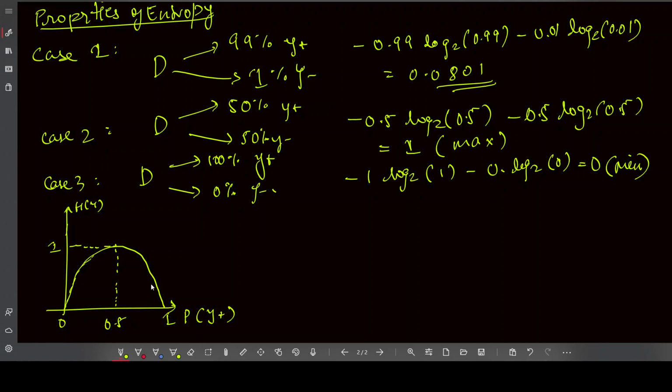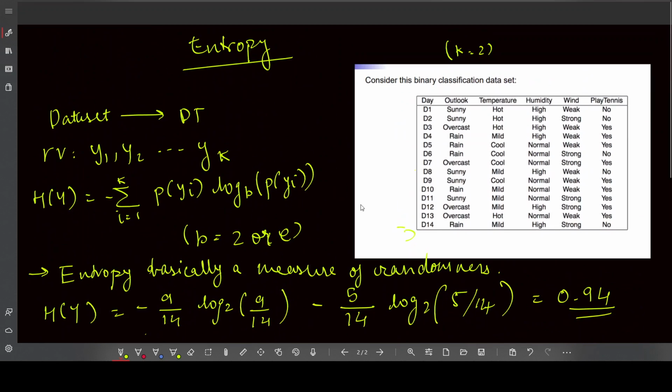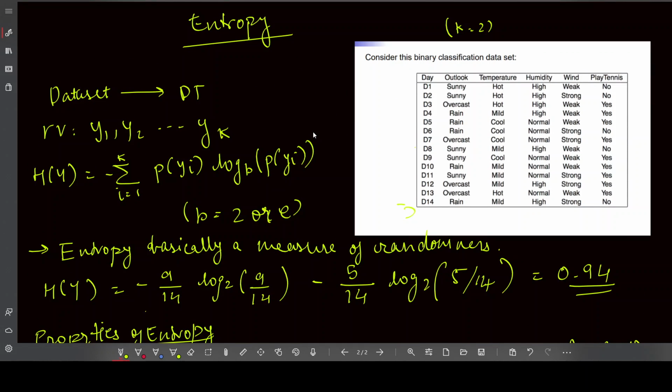So just to sum it up, if classes are equiprobable, then the entropy is maximal. Otherwise, if they're highly skewed towards one class label, then my entropy is minimal. So this is entropy, and in the next video we'll study what information gain is.